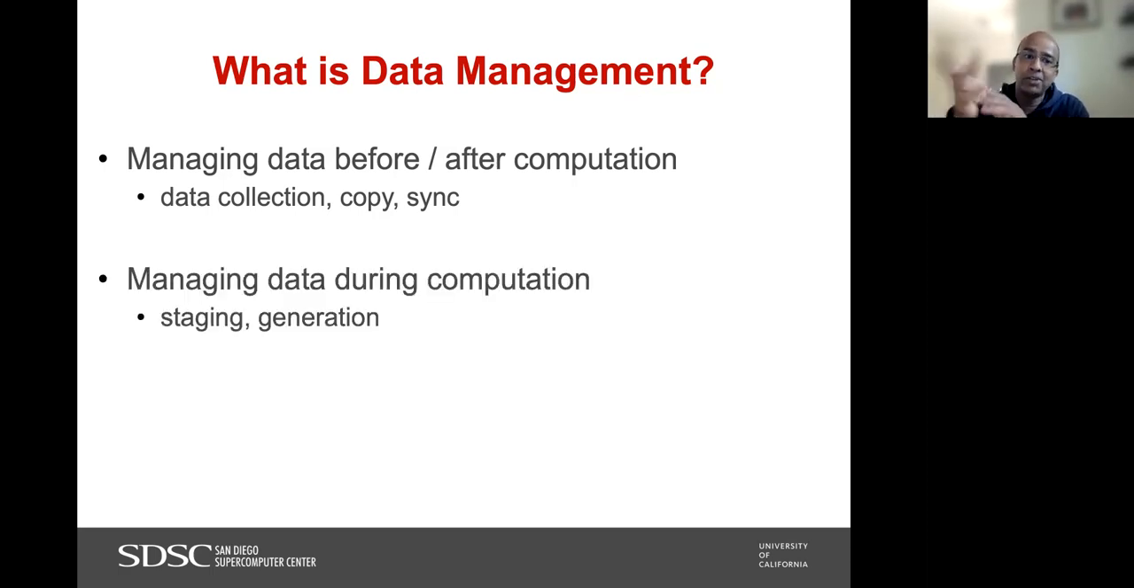Or it could also be managing data during the computation, because, okay, you have all your data and you run it on your local SSD, you compute everything, it outputs something. The thing about local SSD, at least on Expanse and on Comet, is once you're done with your job, whatever data is on local SSD gets purged. So you need to move the data back to the Lustre file system. So that is during the computation.